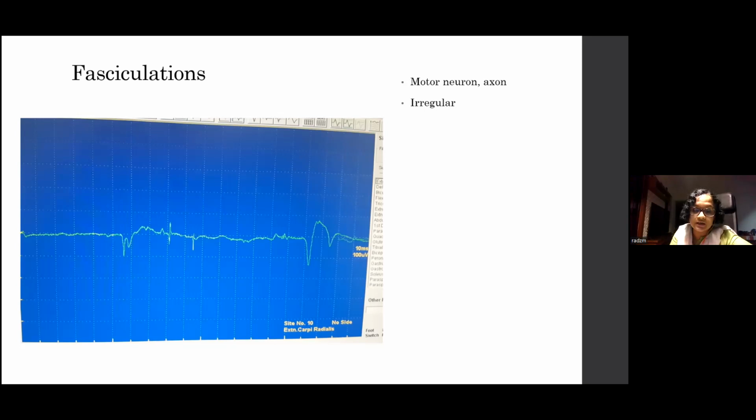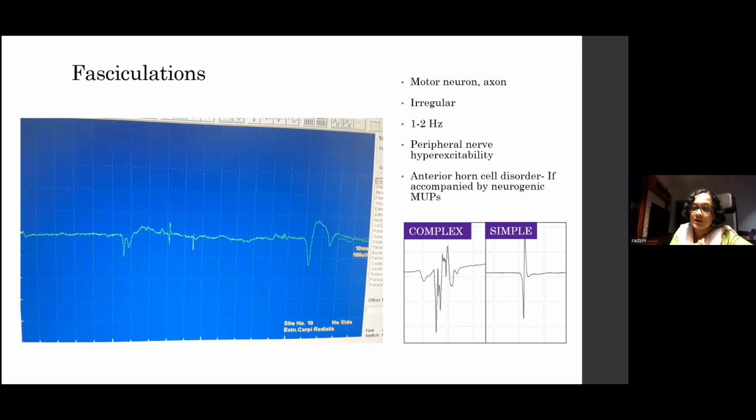As you know, they're irregular, low frequency, 1 to 2 hertz. Isaacs syndrome, peripheral nerve hyperexcitability, or motor neuron disease. In motor neuron disease, the presence of fasciculations itself is not enough. It needs to be accompanied by neurogenic motor units. So we'll talk about that in a second.